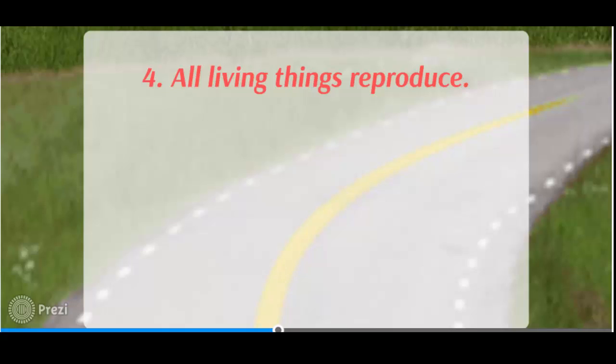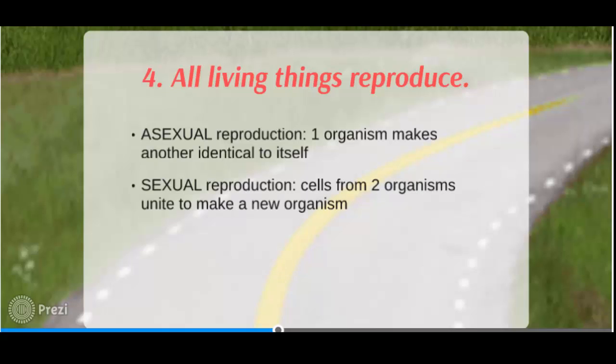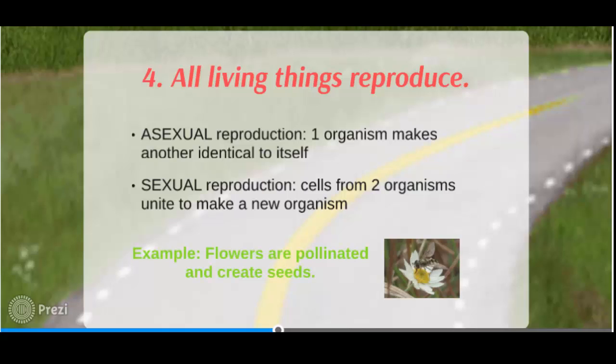So, number 4, in order to be considered alive, something needs to be able to reproduce. Asexual reproduction is when one organism essentially makes a clone of itself, and those are usually smaller organisms like bacteria and one-celled things, although there are some larger organisms that can do this. Sexual reproduction is when you have 2 organisms that donate a cell, so an egg and a sperm, which unite and make a unique new organism. For example, a flower is pollinated, that creates seeds.